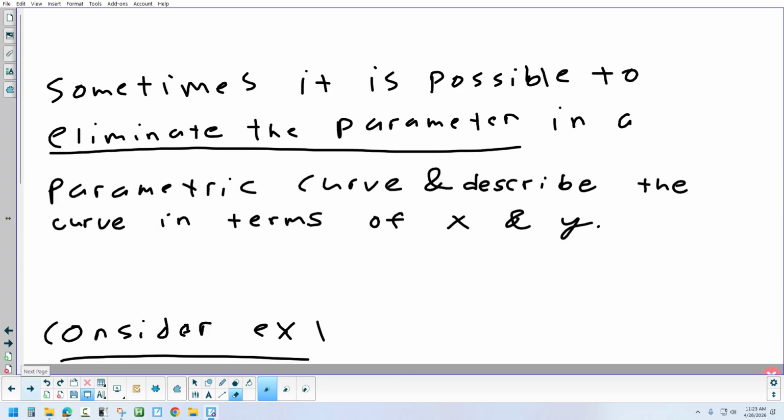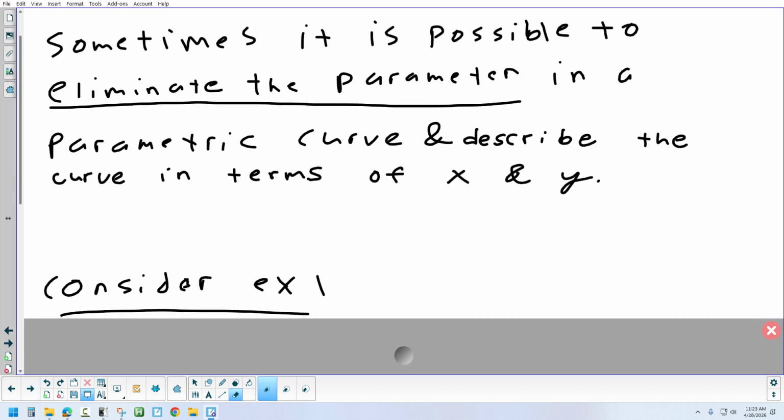And we're going to do this with the example problem that we just had. Now, I say that what we're about to do is sometimes doable. If I give you a problem and the directions say to eliminate the parameter, it will be doable. I'm not going to give you a problem that says to eliminate the parameter and you can't do that. There are problems in math that are like that, but we won't.